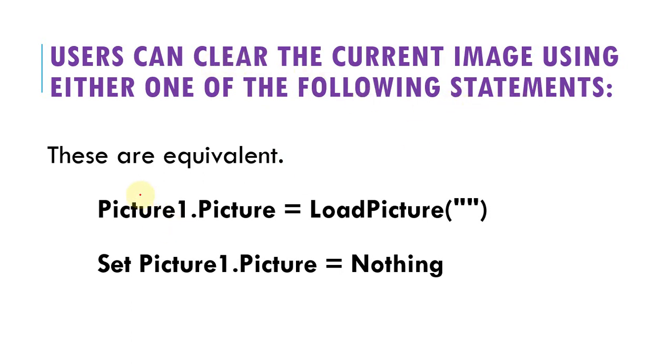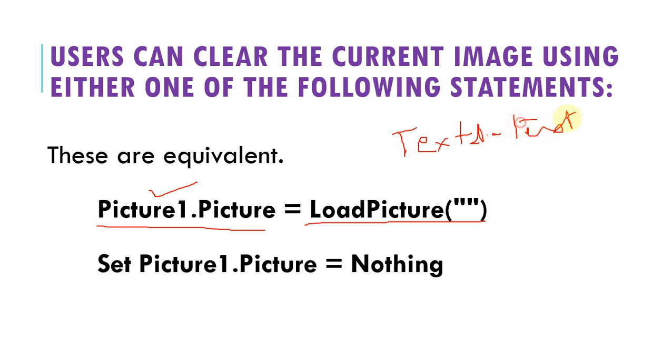Sometimes we will set one image to the picture control, but later we want to clear it. We don't want that picture, so we want to make that image control blank. Then simply you can say, this is the first method, picture one dot picture equal to load picture empty. The same thing we have done with the text box, isn't it? Have you remembered this? Text one dot text equal to empty. So you can recap the thing.